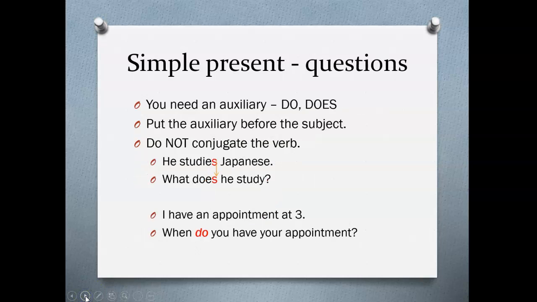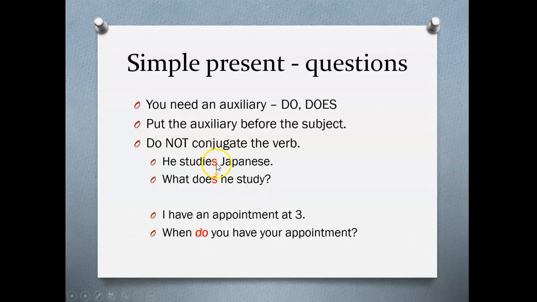To make a simple present question, again, when it's not the verb to be, you need an auxiliary, which is do or does. This is for most direct questions. There are occasions where you don't really need an auxiliary, but we'll talk about those later. So it's important to remember to put the auxiliary before the subject and do not conjugate the verb.